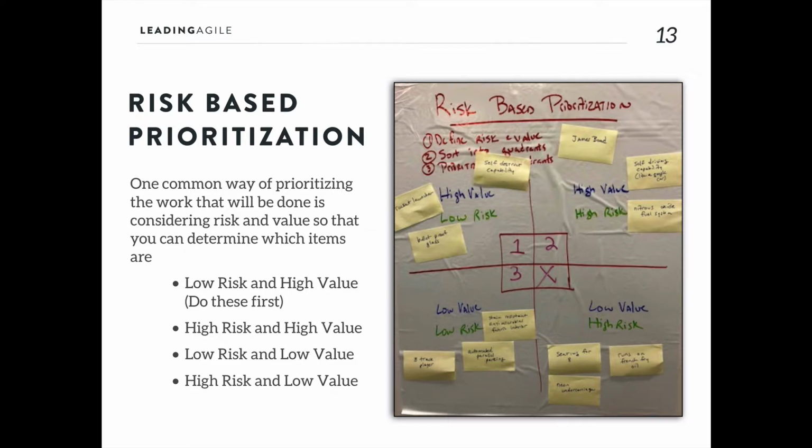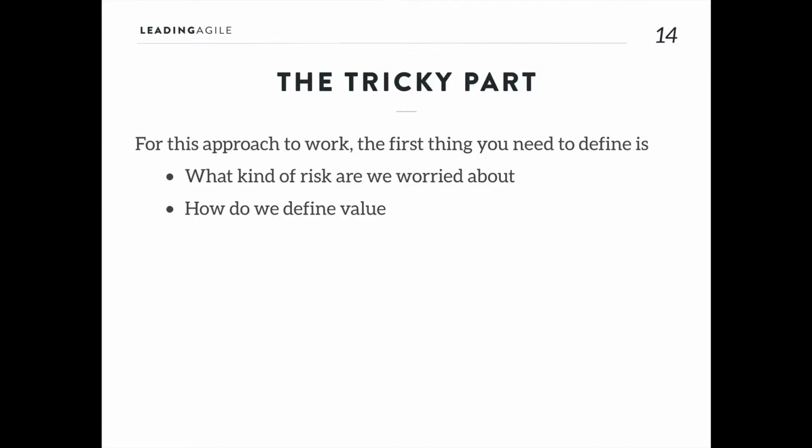The trick with this way of prioritizing work is that you have to figure out what kind of risk you're worried about. And there's many different kinds I'm going to go through in a moment, but you also have to decide what value actually means for that customer. And different types of customers have a different understanding of value. And that's one of the tricky things about doing this.